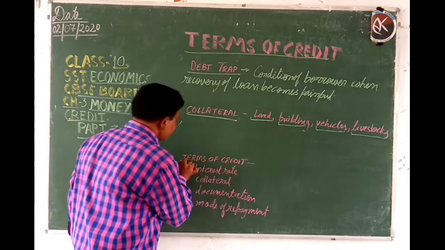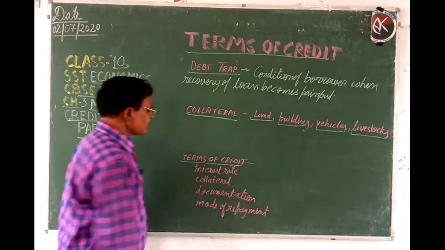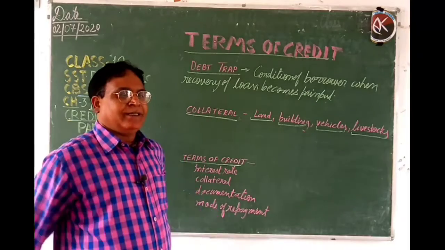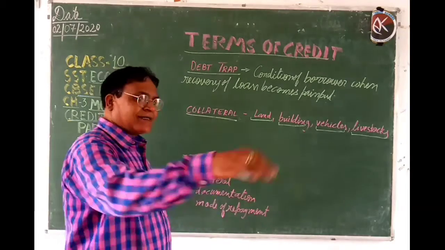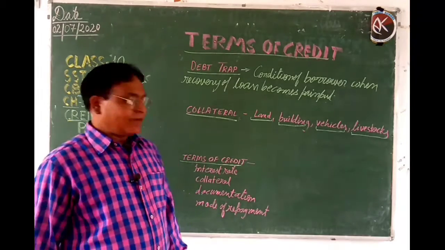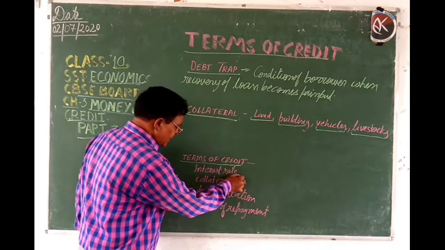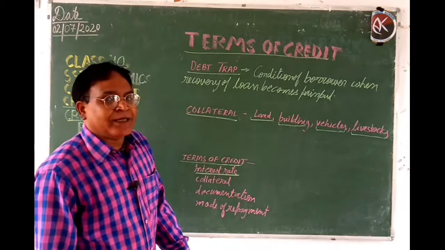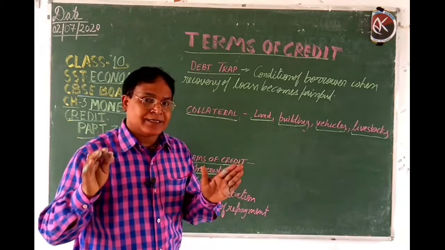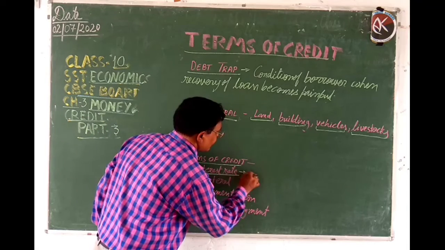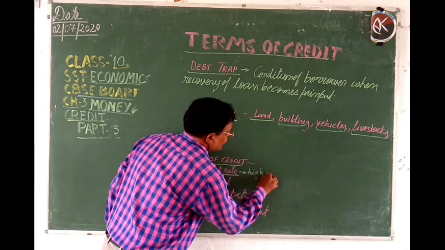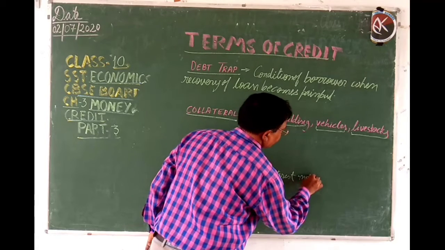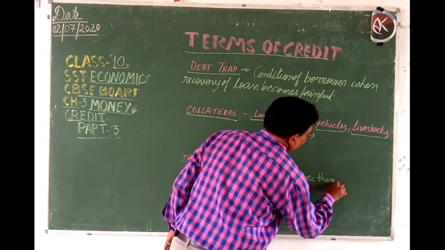Now we will discuss terms of credit. Children, when we are taking a loan, credit means loan, what are the terms and conditions? For taking loans, you have to pay interest. The borrower has to pay interest, and it can be high interest, that is more than 12%.